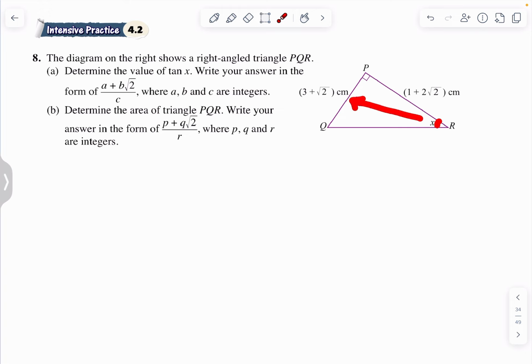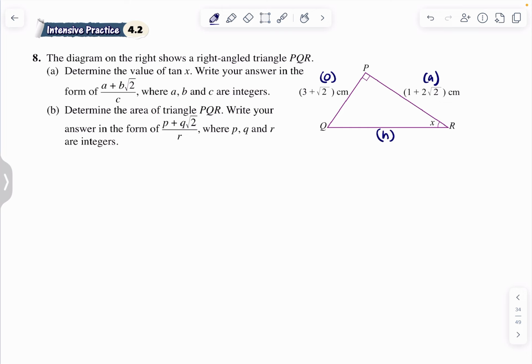This will be opposite. And then this will be the longest side. This will be the hypotenuse. And this will be our adjacent, since it's touching the angle. One more way to determine the hypotenuse is it will always be opposite of the 90.